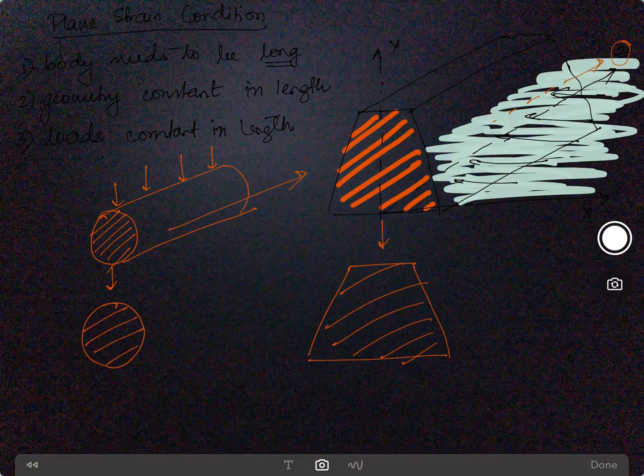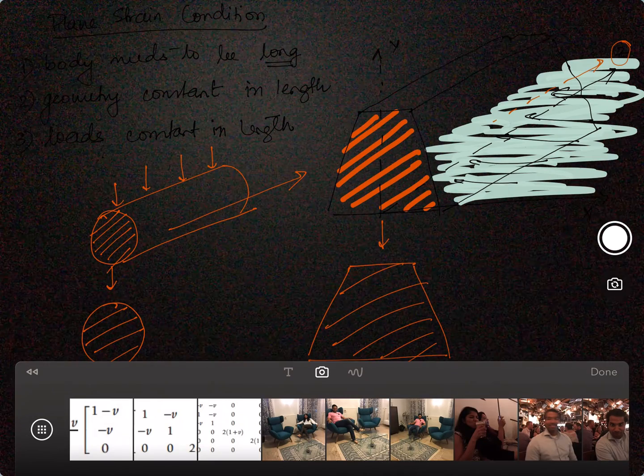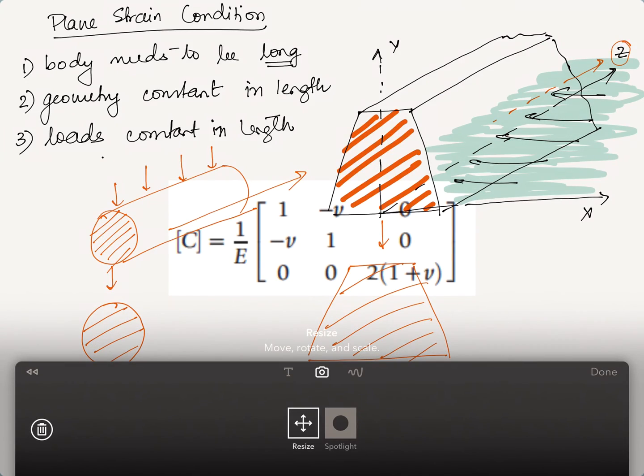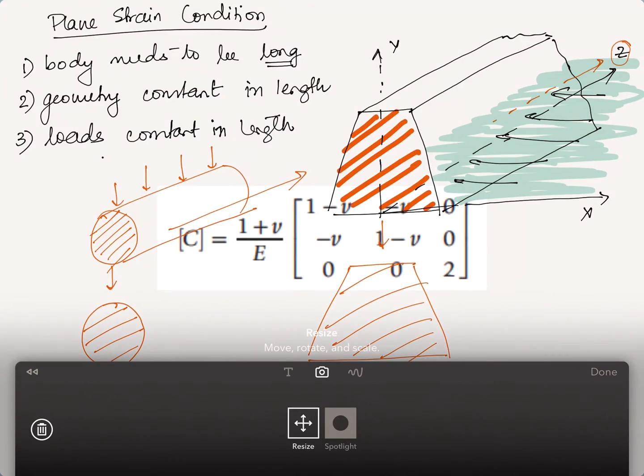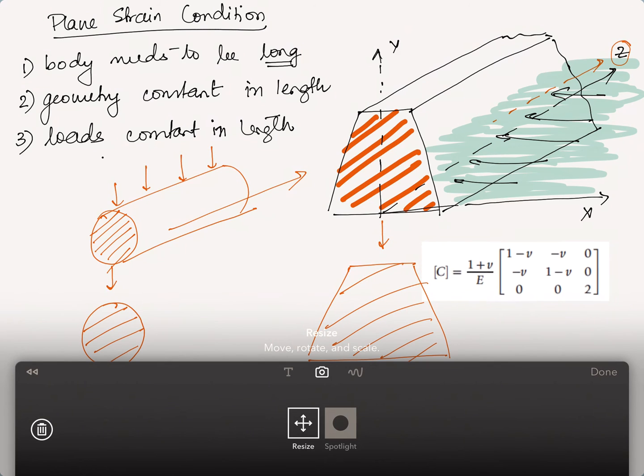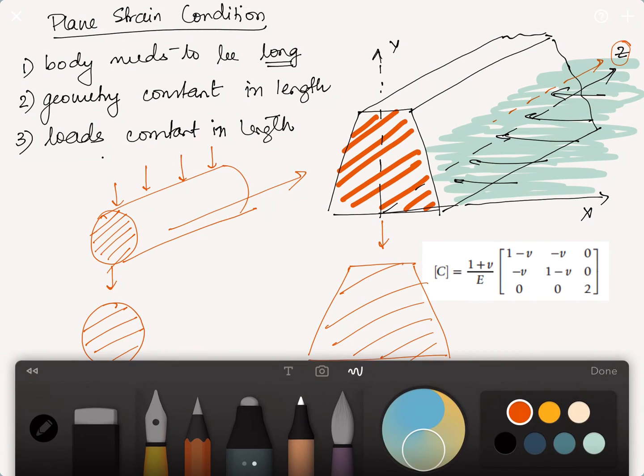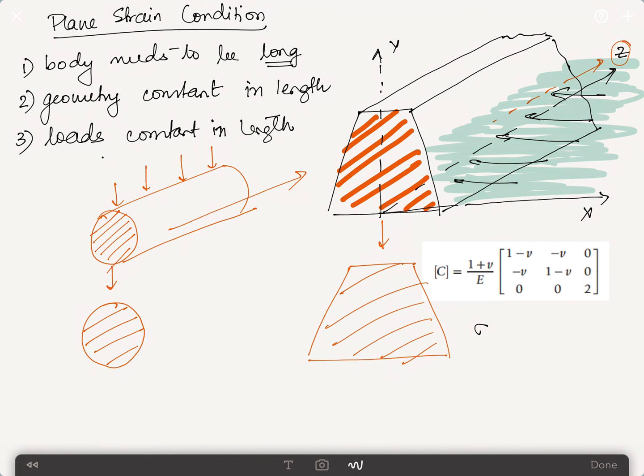So if you remember the plane stress condition that we did before, when we reduced the stiffness matrix, it looked somewhat like this. Actually, this is not the one for plane stress. This is the one for the plane strain condition. And I can resize it and put it here for you so you can see it. So in this case, we know that strain is equal to C times stress, and this is the reduced C for a plane strain condition.